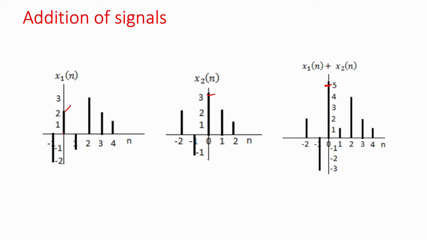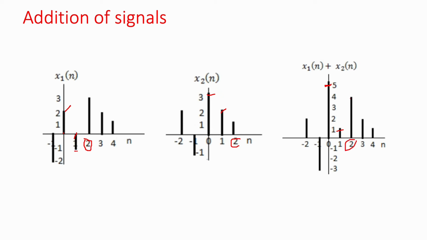Similarly, at 1, what is the amplitude? Minus 1. Here at 1, it is 2. So minus 1 plus 2, you will get amplitude 1. Now the instant is 2. At 2, what will be the amplitude? 3. And the other at 2? 1. So 3 plus 1, at 2 the amplitude is 4.